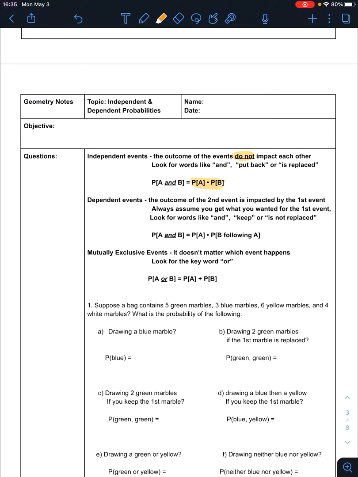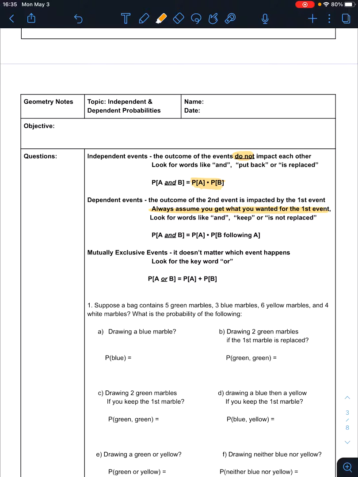Dependent events means that they depend on each other. What happens second depends on what happened first. Okay, you always assume that you get what you want. You'll see what I'm talking about when we do some examples. You're going to look for words like, what's the probability of this and that happening? You're going to keep it. You're not going to replace it.